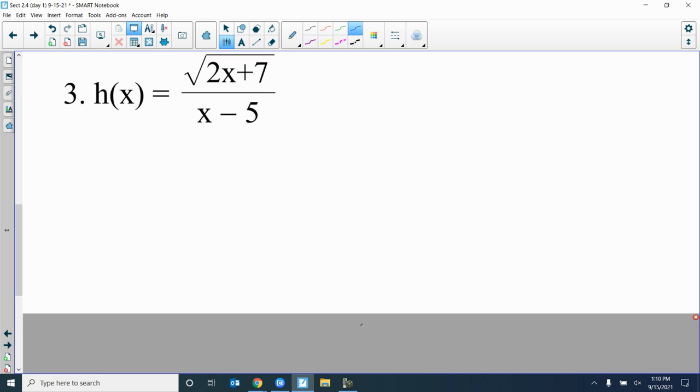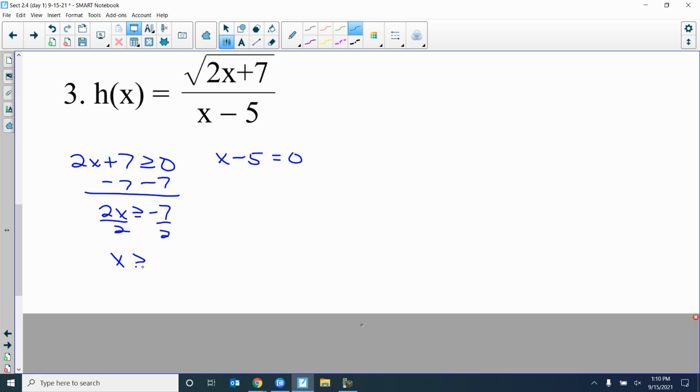Square root of 2x plus 7. Can I have a negative underneath there? So 2x plus 7 has to be greater than or equal to 0. At the same time, x minus 5, we want to find out where that equals 0 because that can't happen either. So for the first one, subtract 7. 2x is greater than or equal to negative 7. Divide by 2. x is greater than or equal to negative 7/2. Over here, add 5. If x equals 5, it makes it 0, which means x cannot equal 5. All right, think what the interval notation will look like.